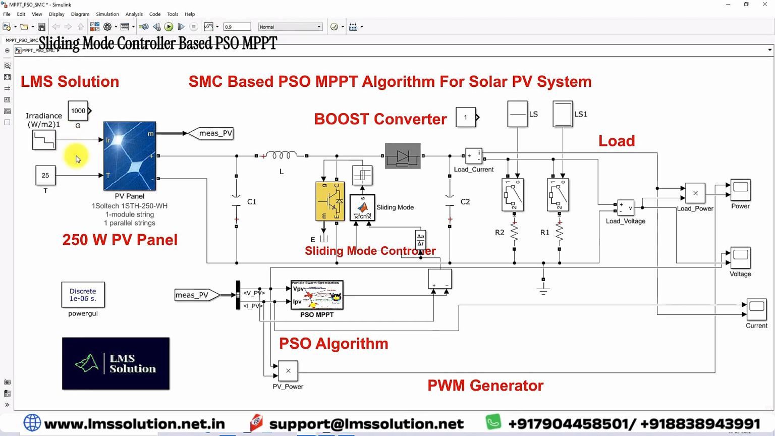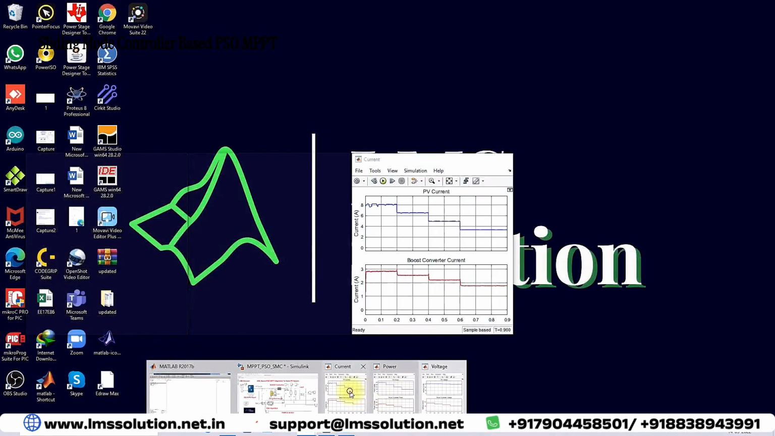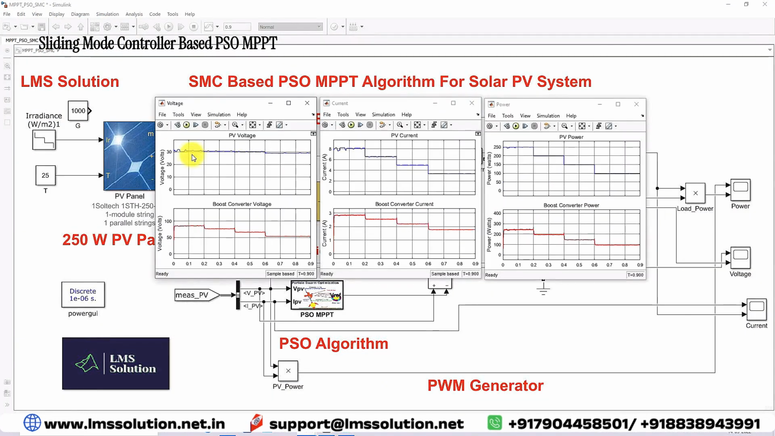Here I am going to change the irradiation every 0.2 seconds from 1000 to 800, 600 and 400, and I am going to keep the load constant. Then I am going to check the result of PV voltage, current and power. I am going to simulate this model.